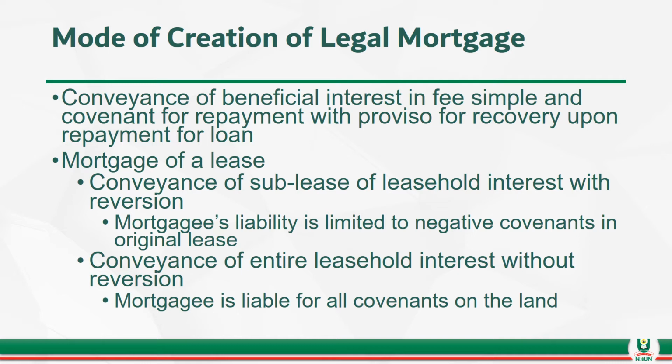And then the second form of creation of a mortgage of a lease is where the entire leasehold interest is conveyed to the mortgagee without reversion. So the mortgagor does not leave any interest for himself. In other words, he has stepped out of the relationship, and the relationship is now directly between the original lessor and the mortgagee. So the mortgagee becomes lessee to the original lessor. And the effect, of course, is that the mortgagee is therefore liable to the lessor for the performance of all the covenants on the land. This is less preferable than the first option.